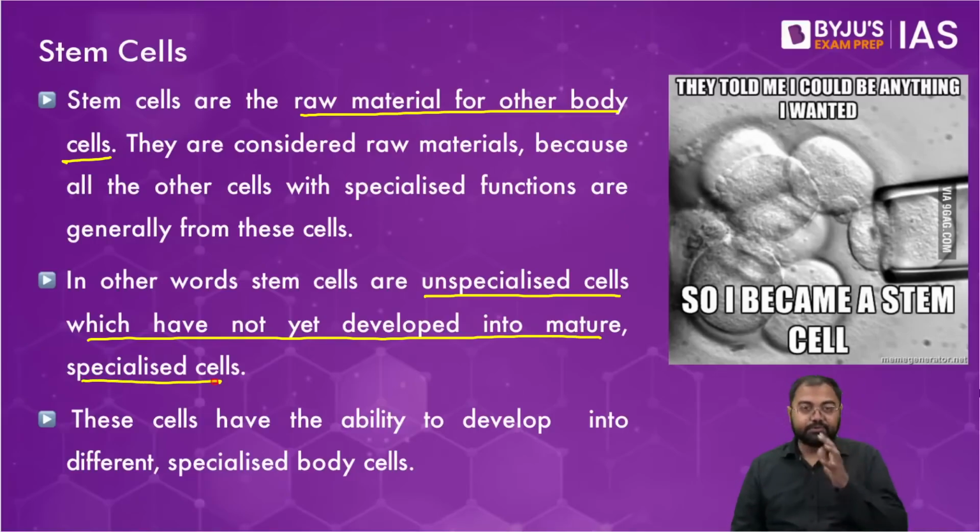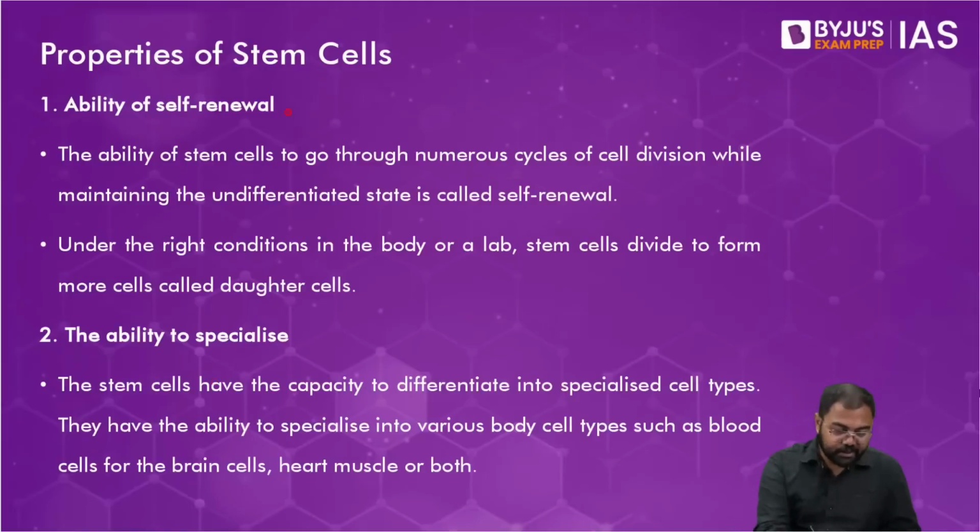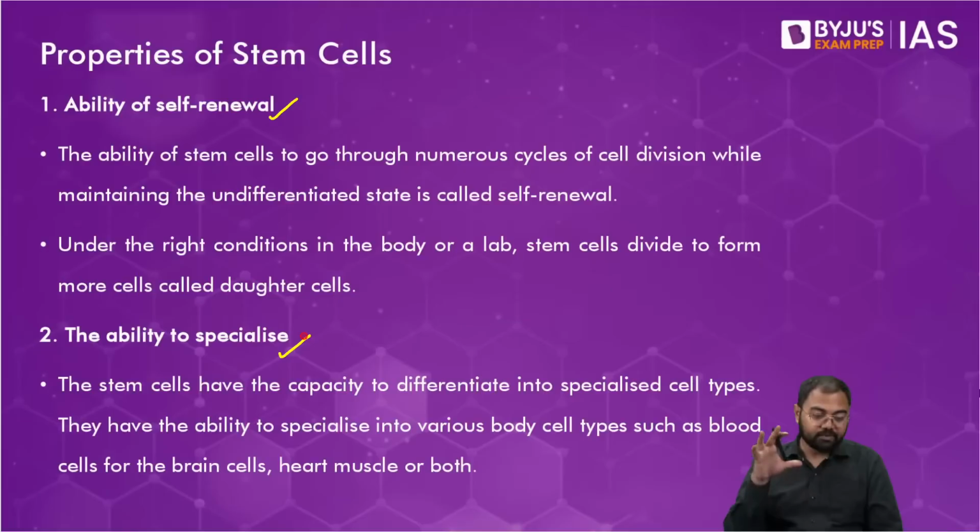Now, today we have found a lot of use for these stem cells. What exactly are these uses, and how have we come to these conclusions? There are two important properties of stem cells: the ability of self renewal and the ability to specialize. Let's try to understand these two properties, because it's these that make them so special.